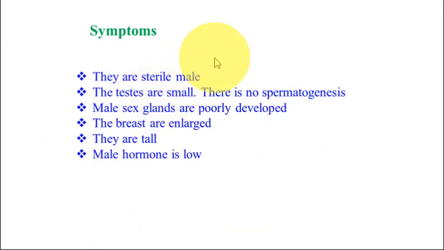Symptoms: they are sterile males. The testes are very small. There is no spermatogenesis. Male sex glands are poorly developed. The breasts are enlarged. They are tall. Male hormone is low.